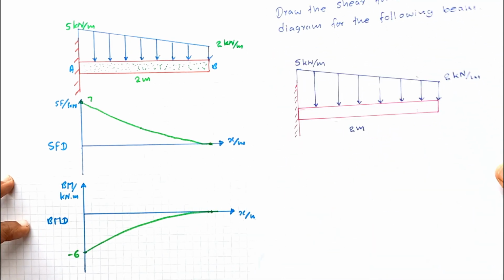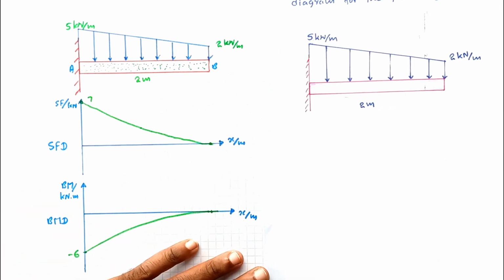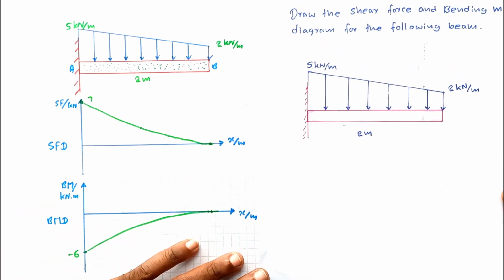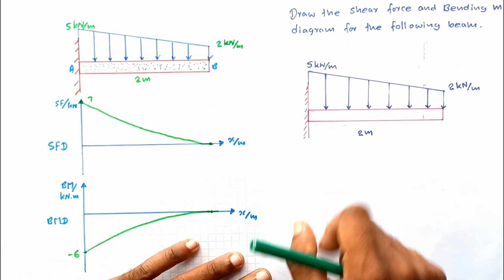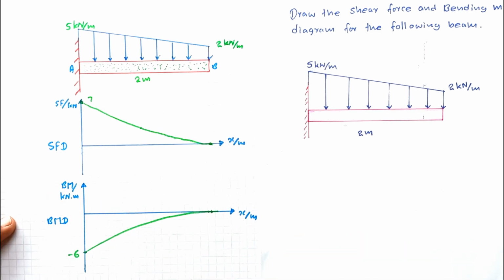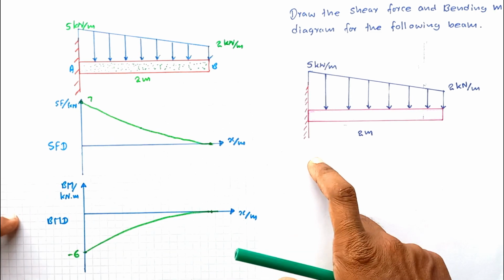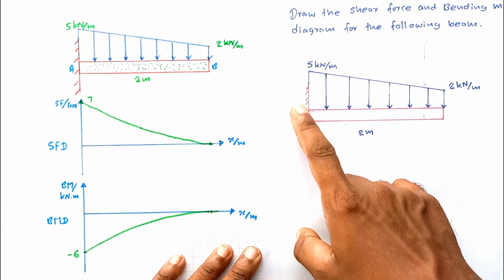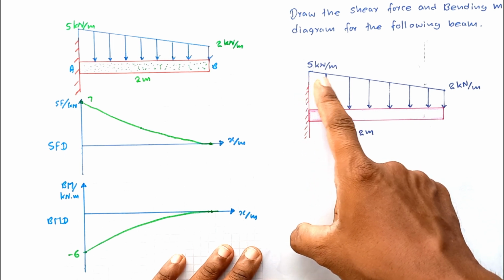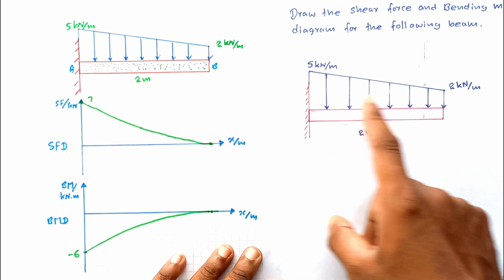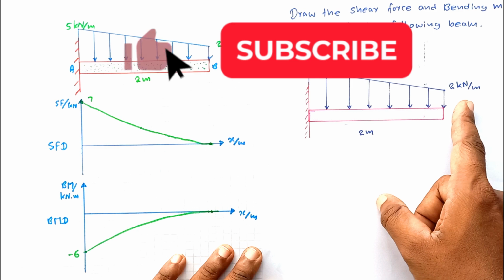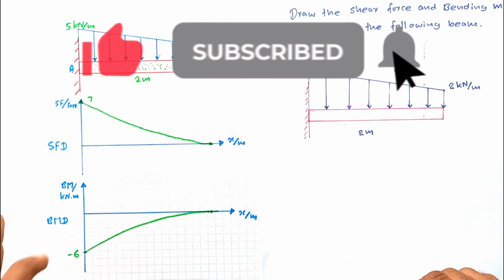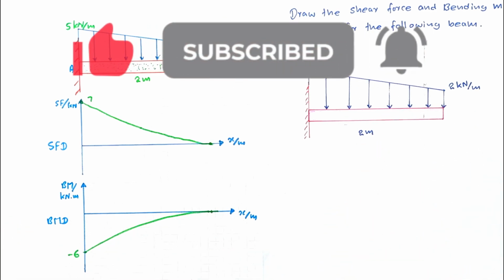Okay, this is how we draw the shear force and bending moment diagram for this kind of beam. Here you can see the intensity of the distributed load is linearly varying from 5 kilonewton to 2 kilonewton. In this situation, this is how we draw the shear force and bending moment diagram.